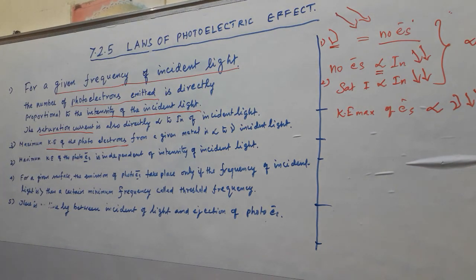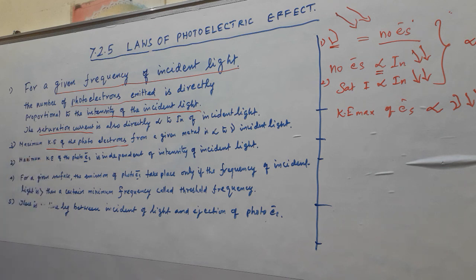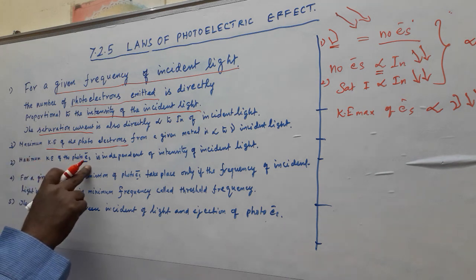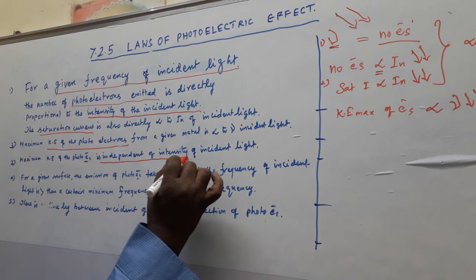Then the third law. Here it is called maximum. The maximum kinetic energy of photoelectrons is independent of intensity.